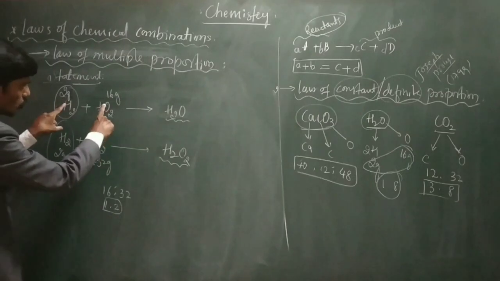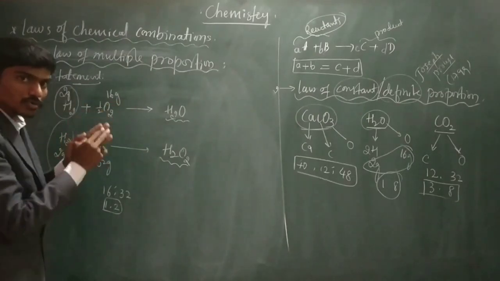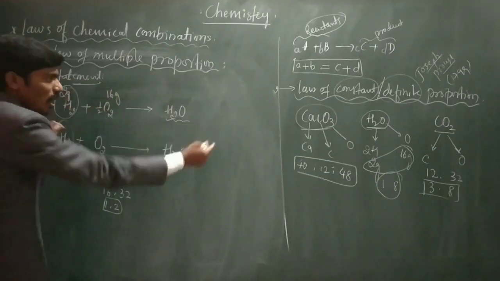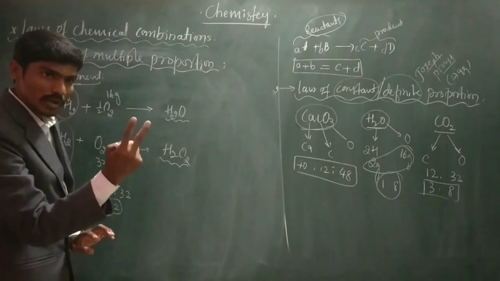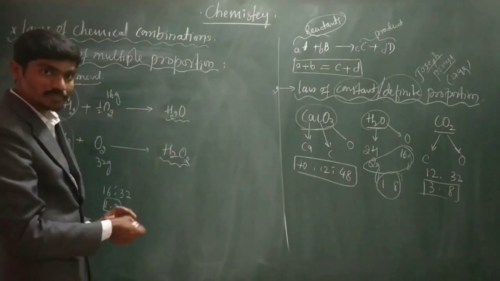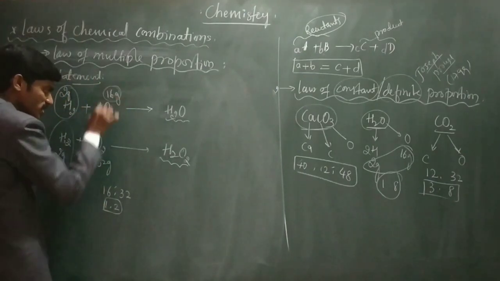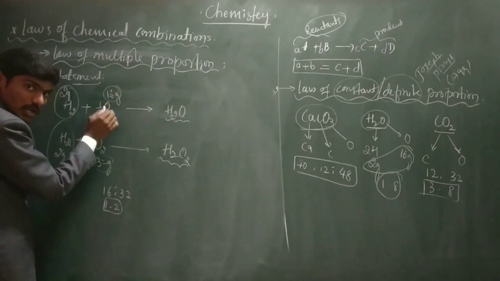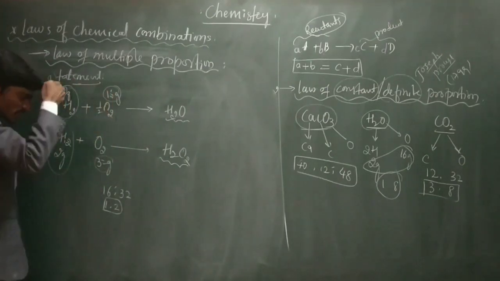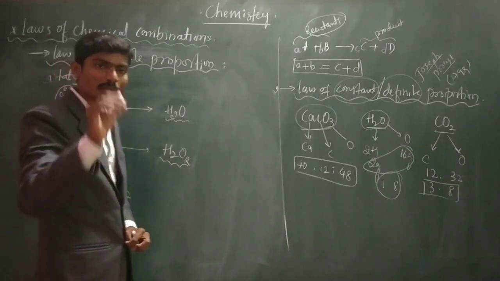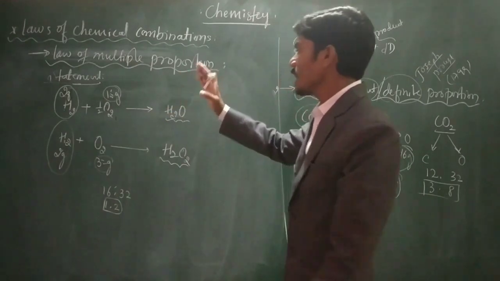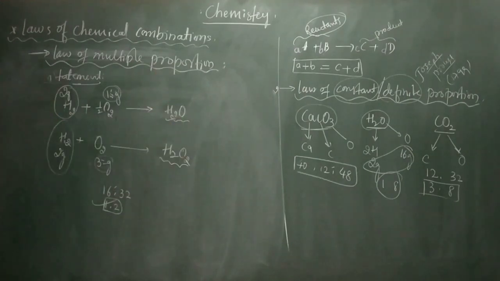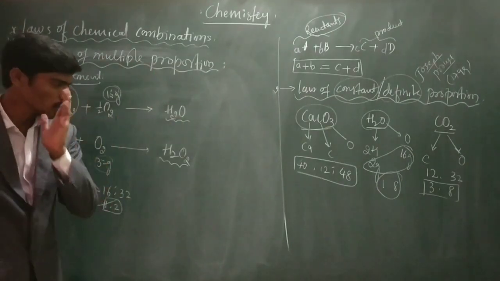What is the statement? When two different elements, hydrogen and oxygen, combine together to form more than one product, then the masses of one element which combine with a fixed mass of the other element, I have kept one element's mass fixed and the other element's masses change, the ratio of these is in a simple whole number ratio. This is your statement. Note down the statement.